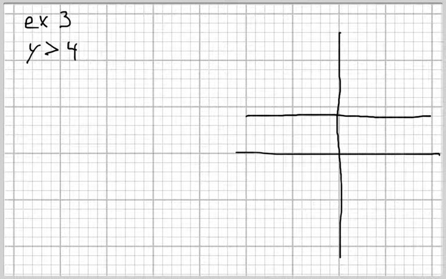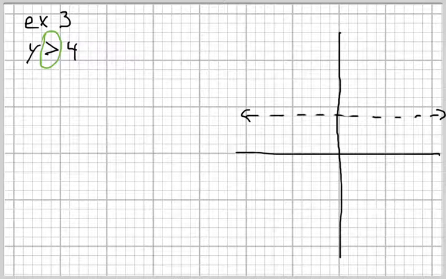But what type of line is it? It's not just an equal sign, it is a greater than. So we would want to make a dashed line. So we're going to go ahead and come through here and make this a dashed line. So here is our line.